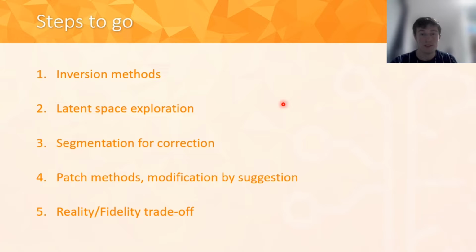So the aim of the challenge is to generate and edit some images, and for that purpose we mostly use StyleGAN2. We will first present you inversion methods and then latent space exploration. With the images we generated, we applied some correction with a segmentation model, and then we will finally present you other methods we have found to explore the latent space and the choices we made about the reality-fidelity trade-off.